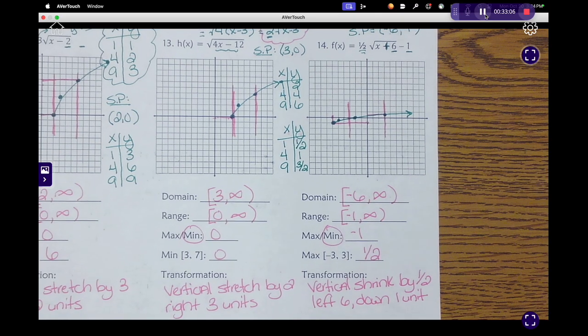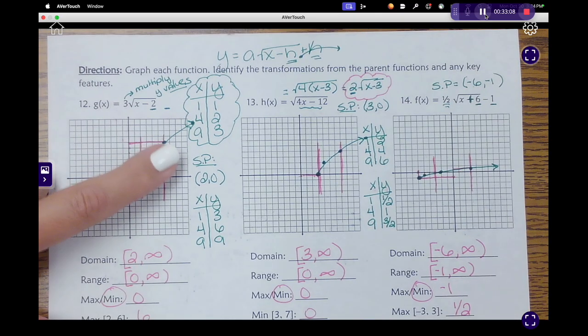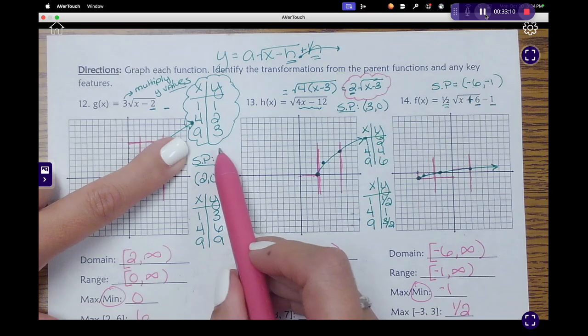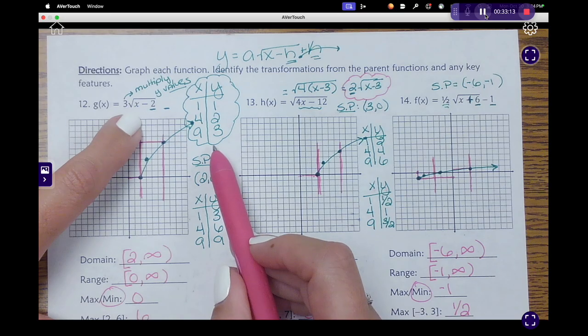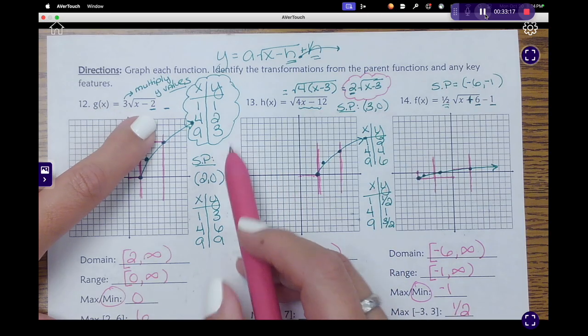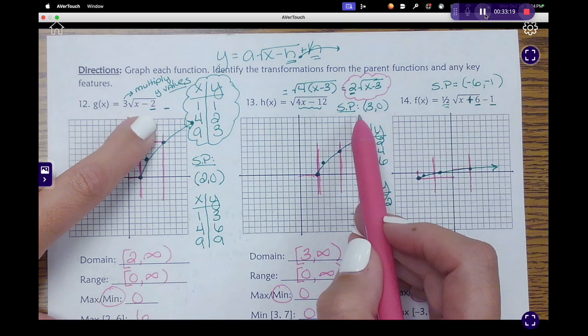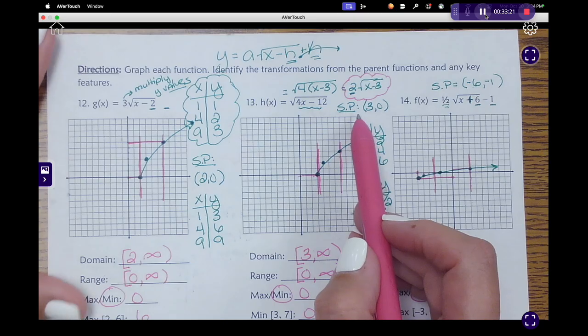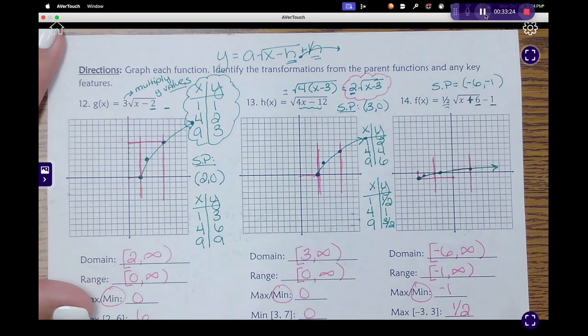So for those square root functions, the direction table that you're paying attention to is this one right here. Okay? So looking at your square roots, remember the a, if there's an a value, you're going to multiply those y values by that. And then you also have to find that starting point. So that's the first thing you want to find, that starting point to figure out where to start your graph. And then this is the direction table.